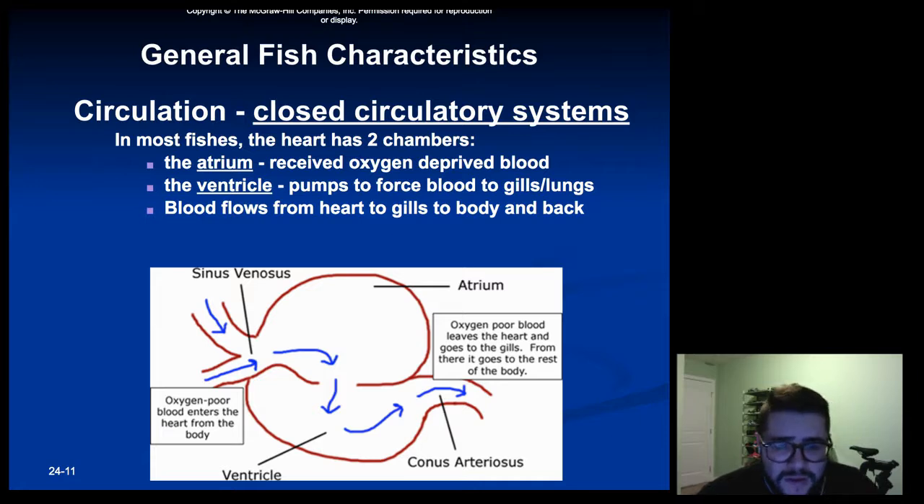So if we start at the heart, it pumps to the gills, pumps to the body, and the body pumps the blood back to the heart. Very simple two-chambered heart here.